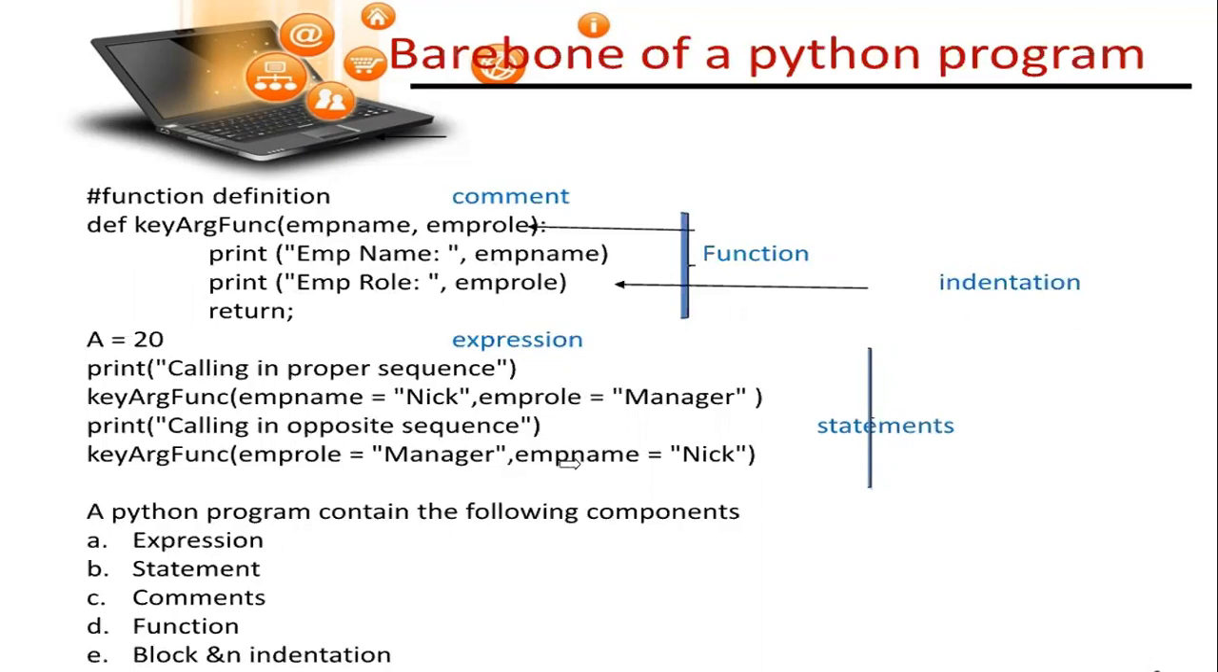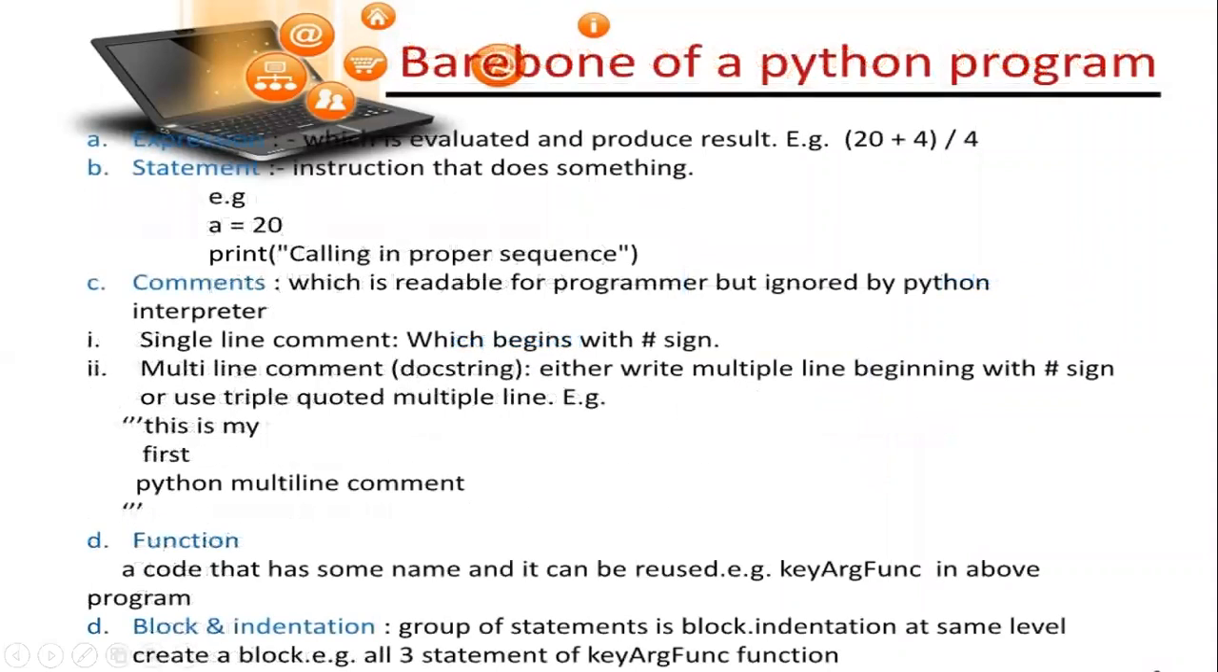So a Python program contains the following components. It will contain an expression, a statement, a comment, a function, whether it is an inbuilt function that we use or a customized function that we create. And then it will have a block and indentation. Okay. Block is, this part is called a block code because this entire thing runs together. All right. So this is a bare bone of a Python program.